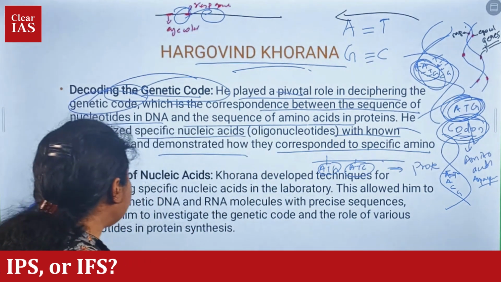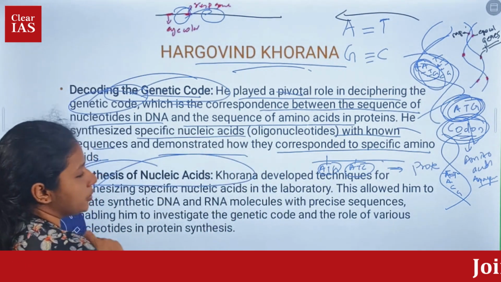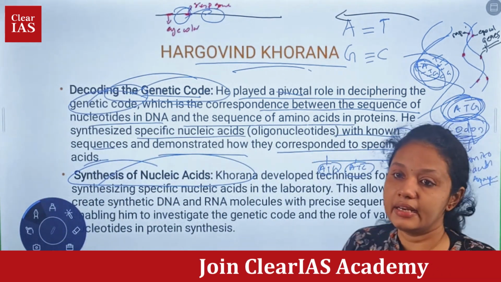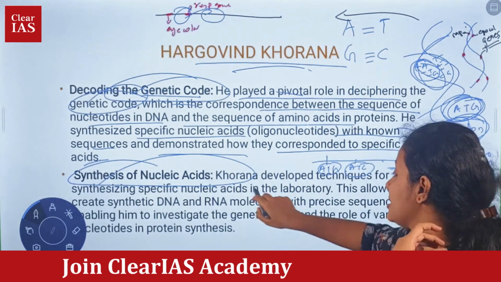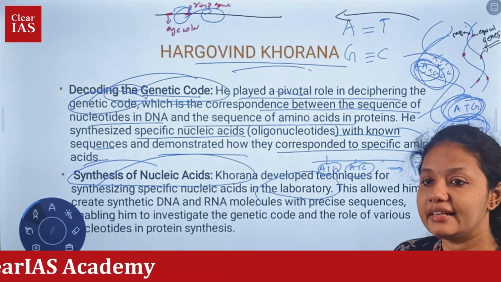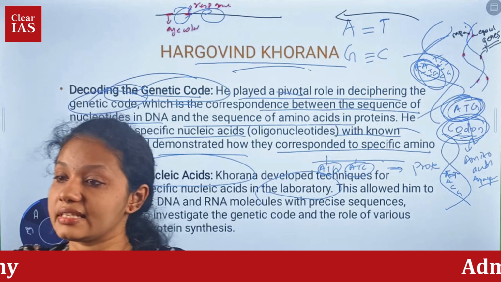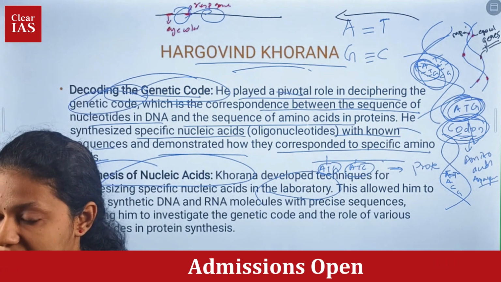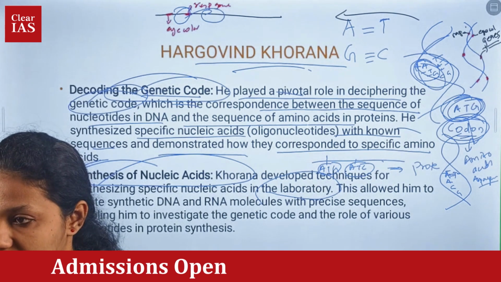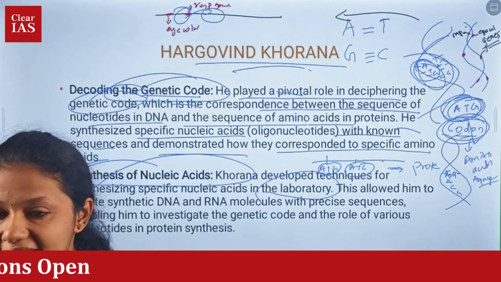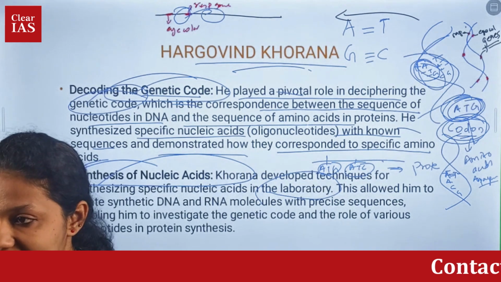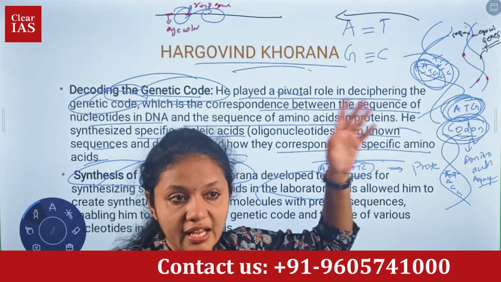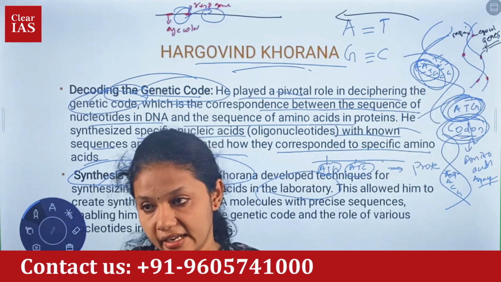Next, he studied the synthesis of nucleic acids. He studied how these nucleic acids, that is, how DNA and RNA, can be synthesized in the laboratory. Nucleic acids are DNA and RNA. Nucleotides and nucleosides are different. A nucleoside is the basic thing, plus when the nitrogenous base gets added, it becomes a nucleotide. These are adenine, thymine, guanine, cytosine.